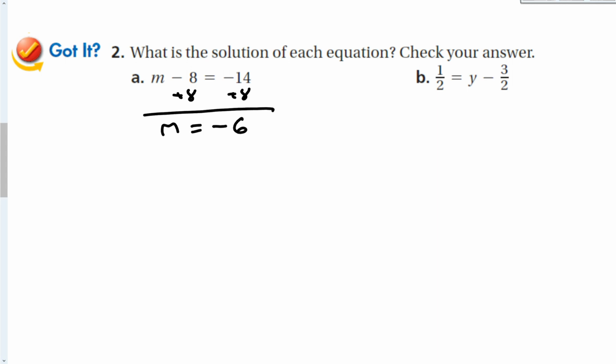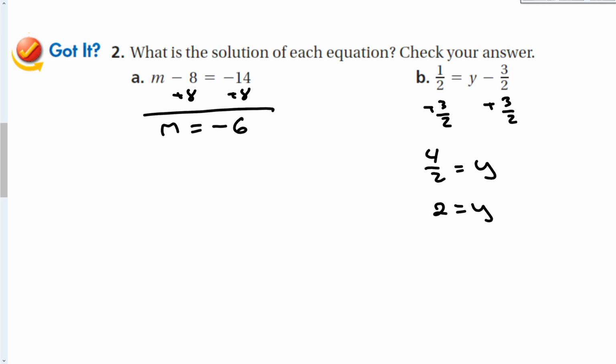Just because there are fractions in part B does not make it terrible. Okay? We are still going to do the same process. We're still going to do the same steps. So we're just going to add 3 over 2 to both sides. 1/2 plus 3 over 2 is 4 over 2, which is equal to y, which of course can reduce to 2. Okay? So don't be intimidated by fractions. The process that we are going to do is going to be the same.